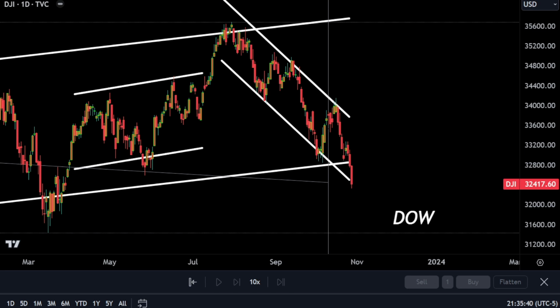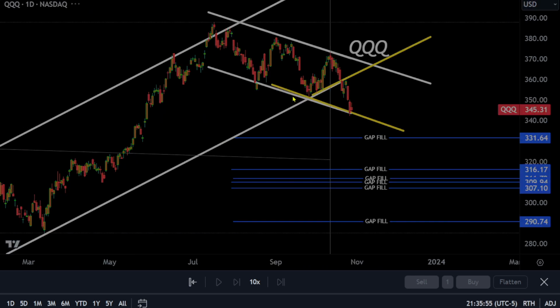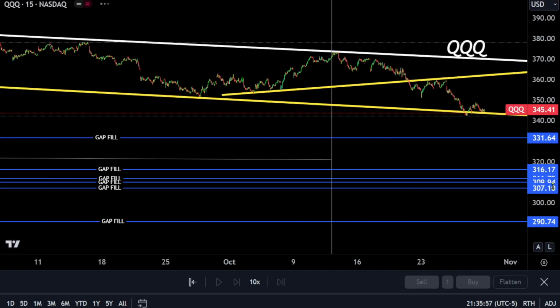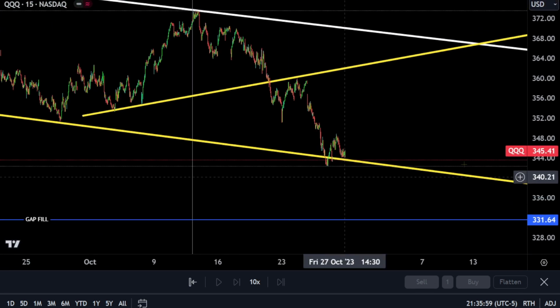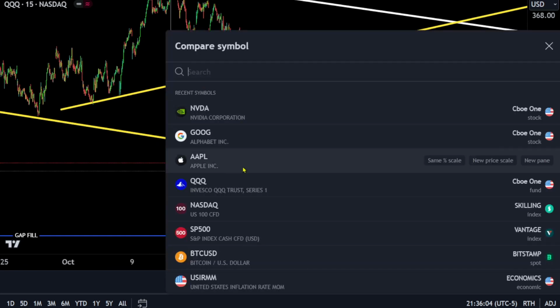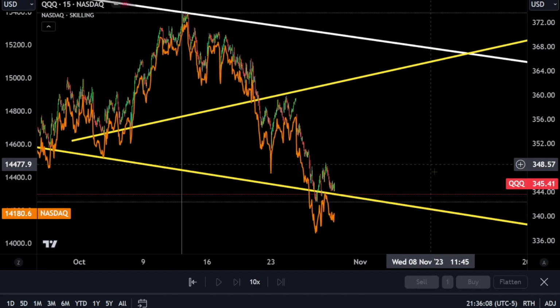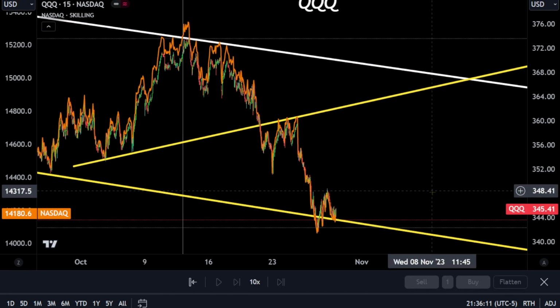But that's the thing, guys. If you have all these tech companies at support, you have all these indexes at support, that can hold up the market. That can make the market bounce. But here's the thing. Let's actually zoom in. So here's the triple Qs. Let's pull up the NAS, because they pretty much have the same channel and same support area.